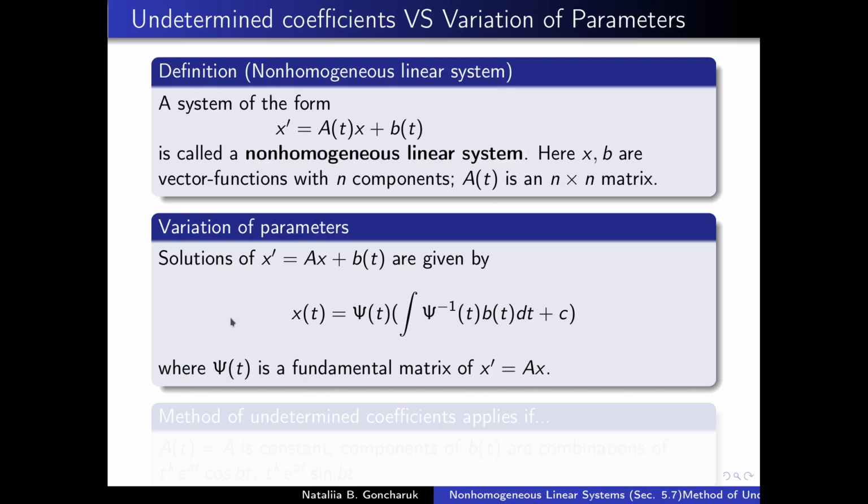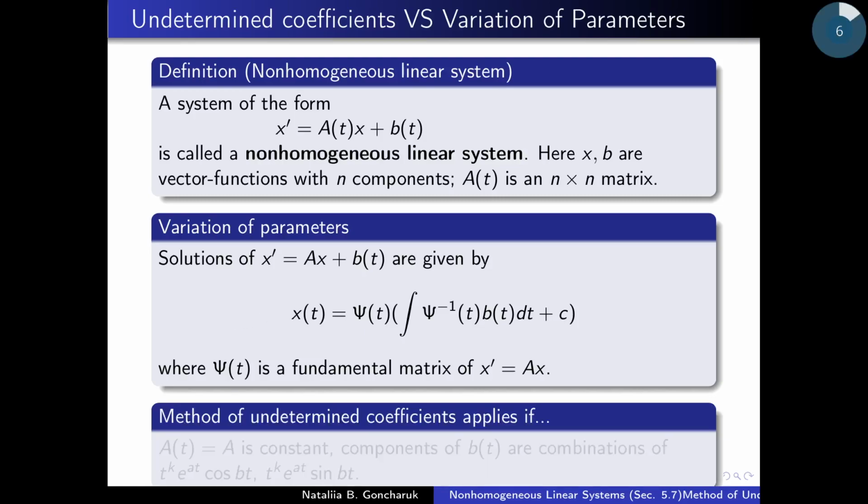However, the method of undetermined coefficients applies to many cases when b is not too complicated, and is a huge simplification. In the method of undetermined coefficients, you don't integrate, you don't compute psi, you don't invert it, so this might be a huge shortcut. However, it doesn't apply to all b.